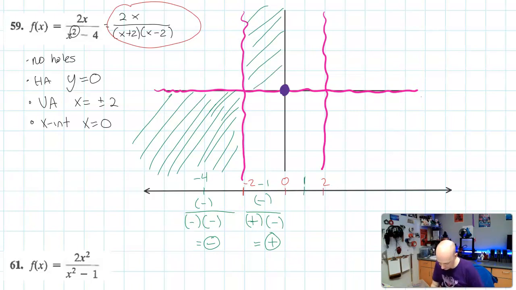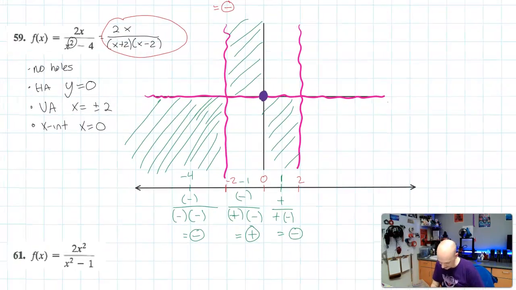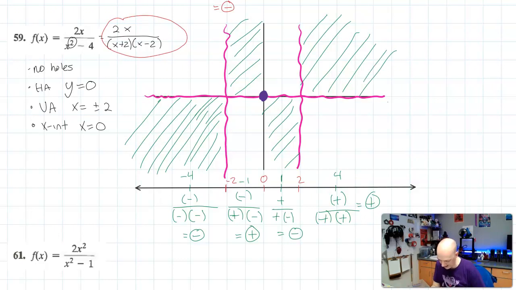If x is 1, then I'll have a positive over a positive, but 1 minus 2 is still negative. So that would be 2 positives and a negative. That's a net negative. So the graph would live down here. And then finally, over to the side, maybe at x equals +4, I'll have a positive, 2 times 4. 4 plus 2 is positive, and 4 minus 2 is also positive. 3 positives is a positive. So the graph will be back above the axis.